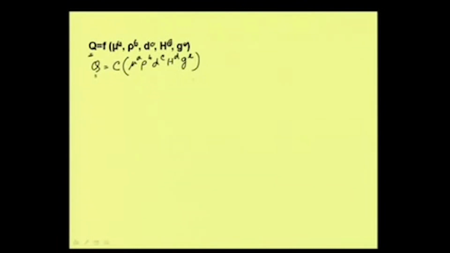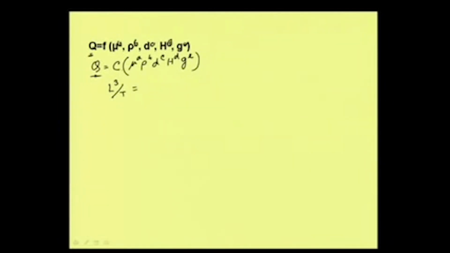Now if we put the dimensions in this relation, what we can write is: what is the dimension of q? This is equal to volume per unit time. So we can write L cube by T, volume per unit time. So this is the dimension.